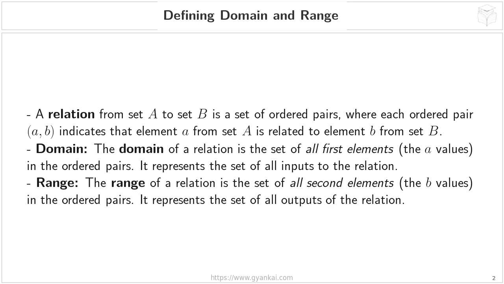Next, we have the range. The range of a relation is the set of all the second elements, the b values in the ordered pairs. These b values represent the outputs you get from the relation. So, whatever the relation spits out, those are the elements of the range. We'll see this in action with some examples on the following slides, but the key thing to remember is, domain is inputs, range is outputs, and both are found by looking at the ordered pairs that make up the relation. Make sure you understand this slide well, as it forms the foundation for everything we'll be doing with domain and range.